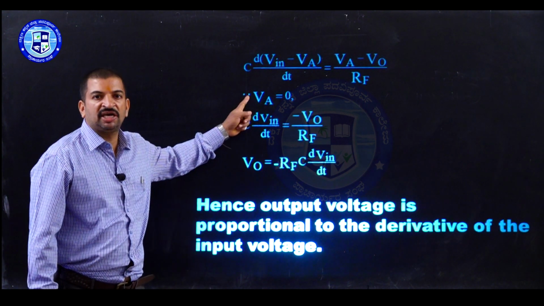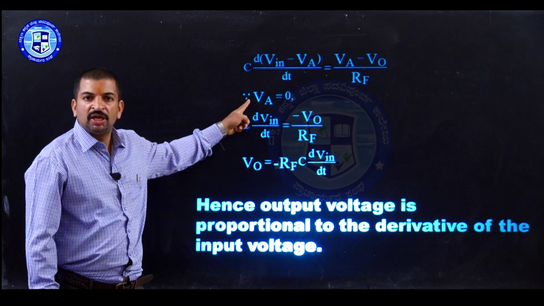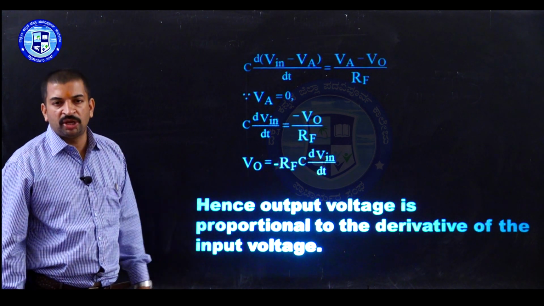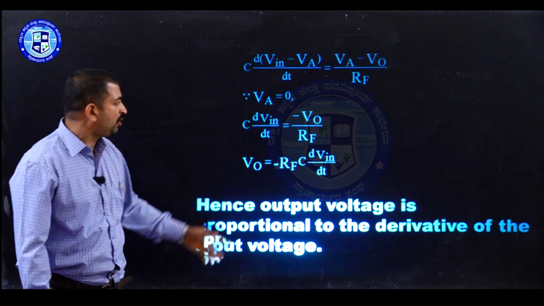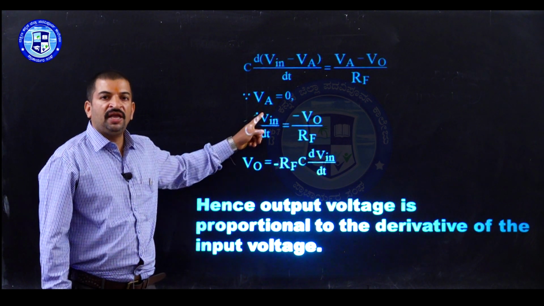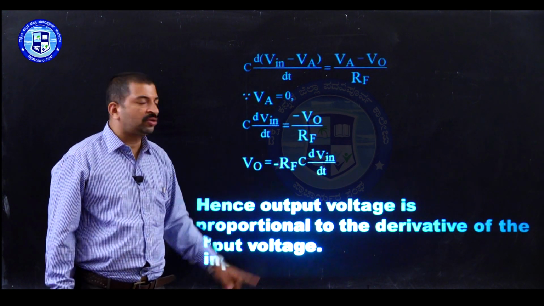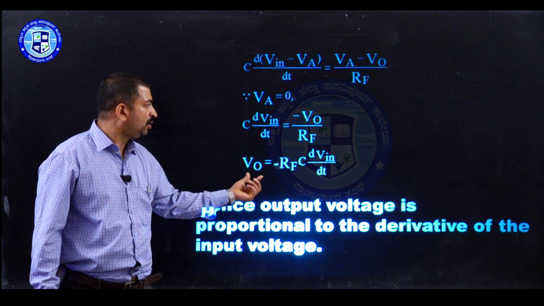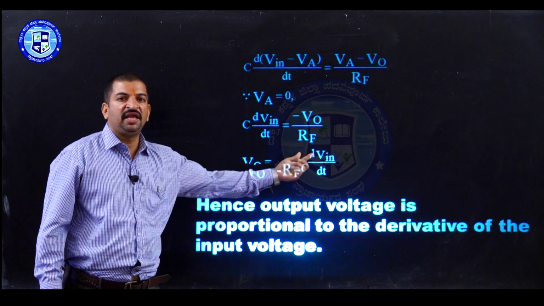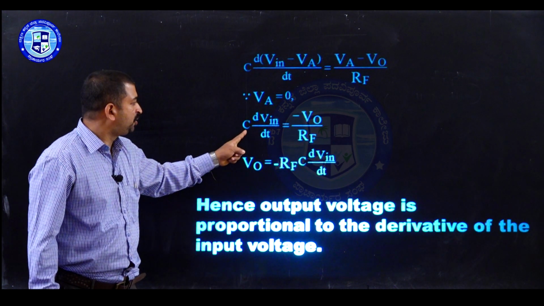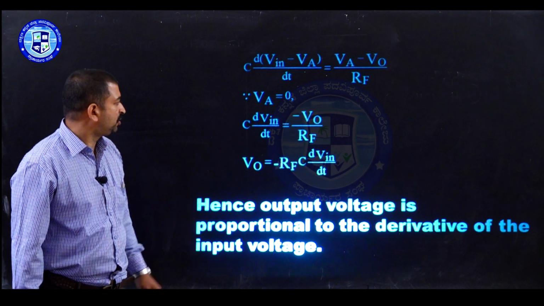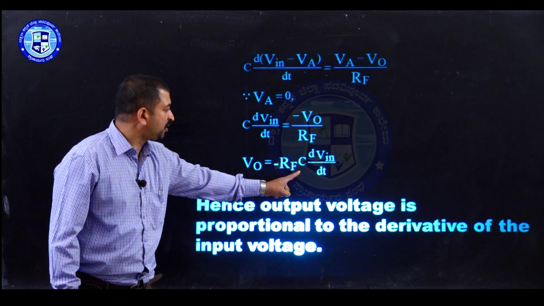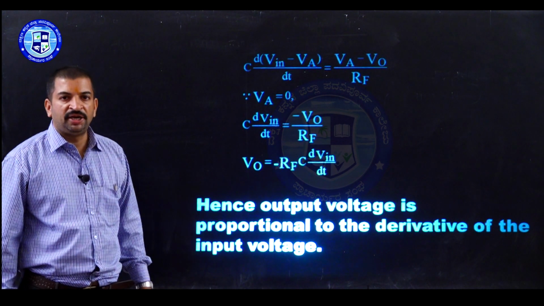Now since we have connected the non-inverting input terminal to the ground, the voltage at node A is equal to 0. Let us substitute VA equal to 0. So C into dVin divided by dt is equal to minus V naught divided by RF. Hence V naught is equal to minus RF into C dVin by dt, taking C to the right hand side and RF to the left hand side of the equation. So V naught equals minus RF C dVin divided by dt.